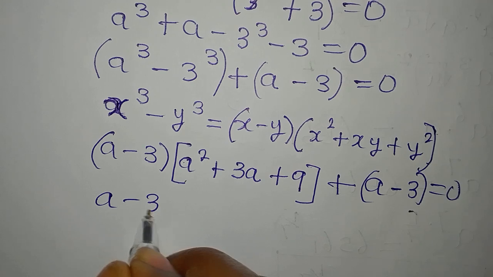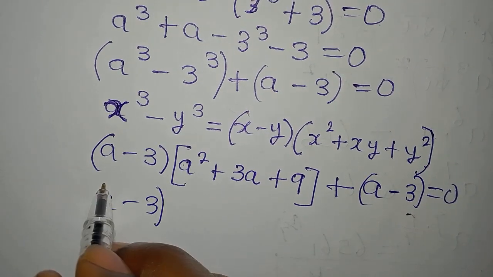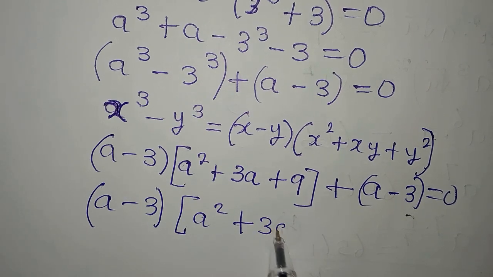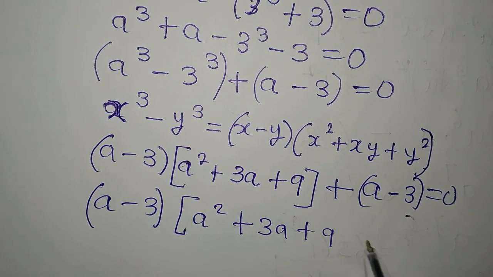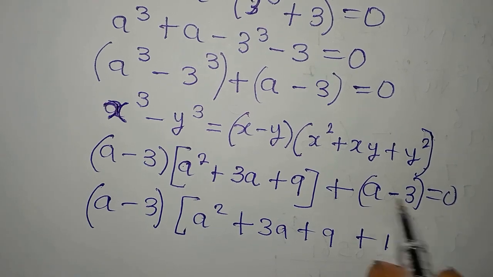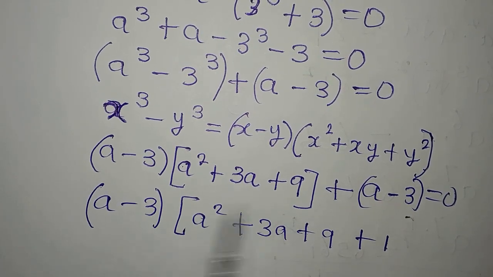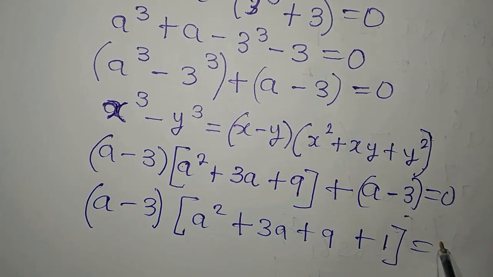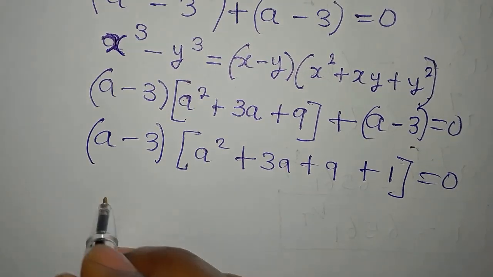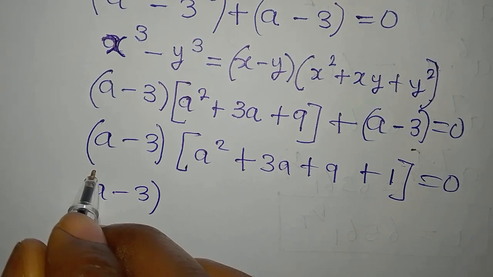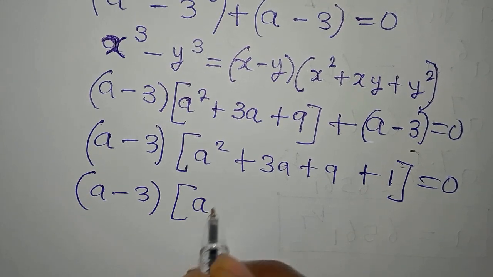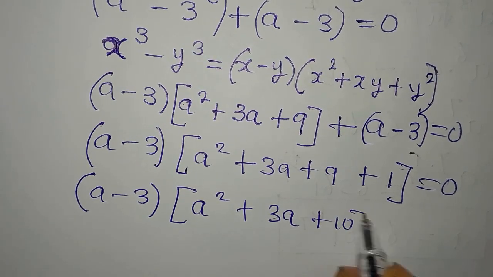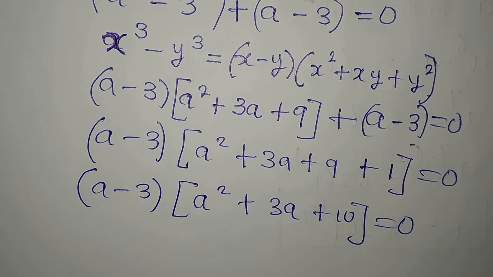Now a minus 3 is a factor. We have factorized it out. So here I have a squared plus 3a plus 9. Then I have plus 1 from here, because if the whole of this comes out, just like you're dividing, there will be 1 over there. Then we equate this to 0. So a minus 3 here is already a factor. Then I have a squared plus 3a plus 10 to be equal to 0.